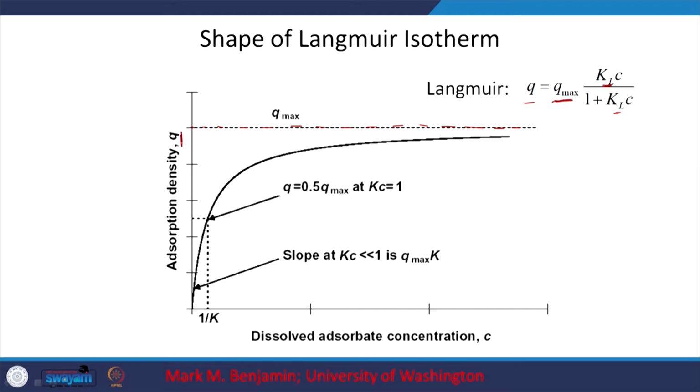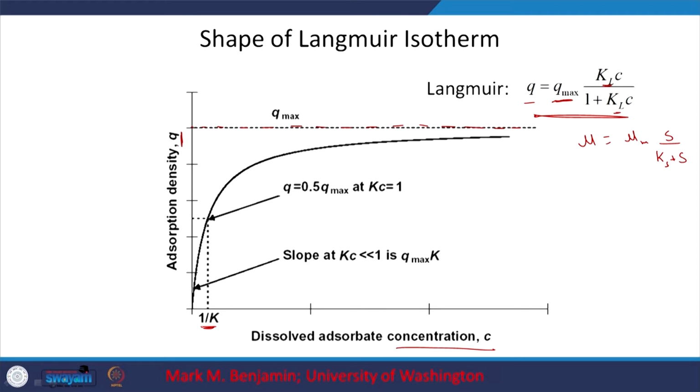On the y axis, you have Q. On the x axis, you have the dissolved adsorbate concentration at equilibrium, right? So at 1 by K, if you think of it, this is like our Monod kinetics, where you have mu is equal to mu max into S by Ks plus S, and so on and so forth. So you can look at the relationship.